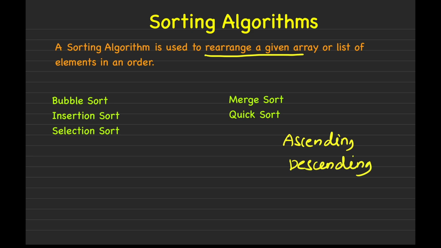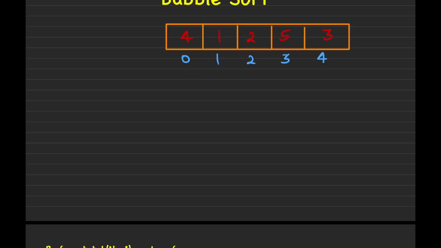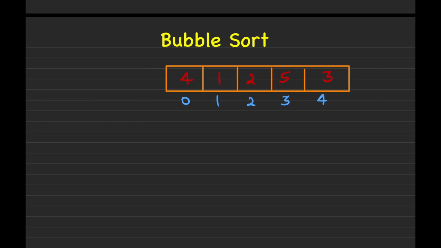In order to rearrange these elements in ascending or descending order, there are 5 types of algorithms we can use: bubble sort, insertion sort, selection sort, merge sort and quick sort. We are going to see each and every sorting algorithm in detail, but in this video we will specifically focus on bubble sort. So let's start with bubble sort, how exactly it works and what its implementation will be.